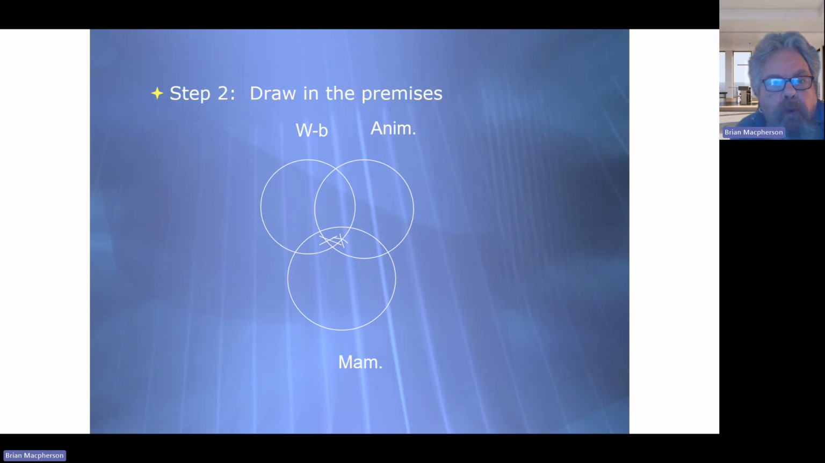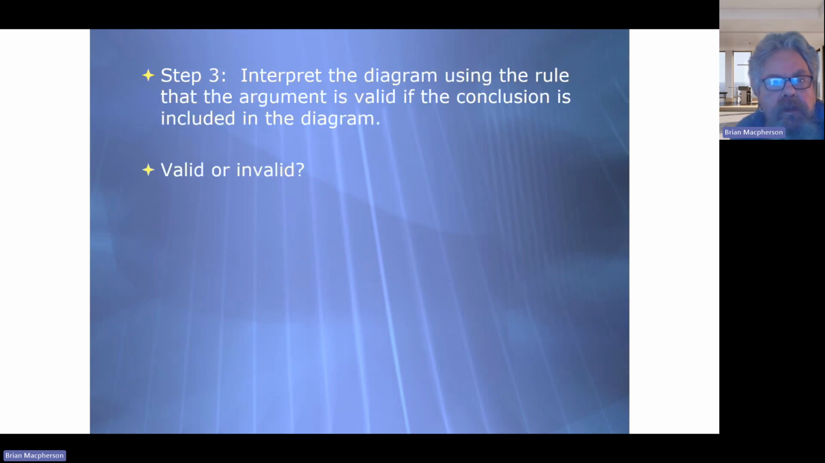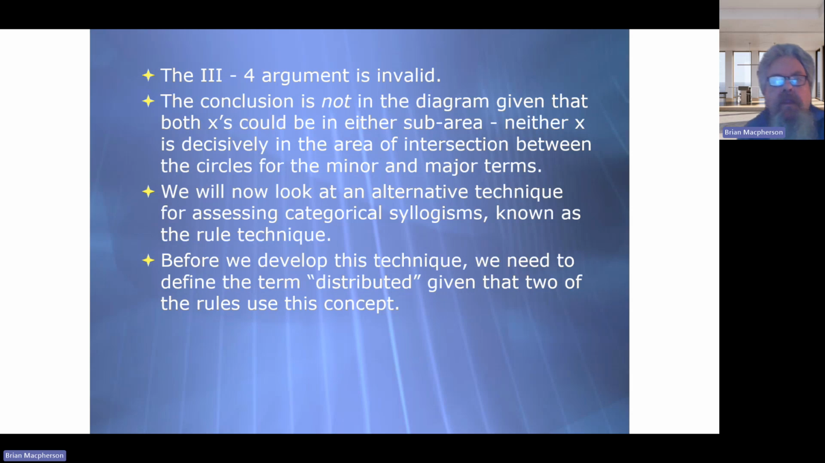One of the X's is on the borderline between, for example, mammal and animal, and the other one is on the borderline between mammal and warm-blooded, right? So therefore, there's no X decisively in the area of intersection between warm-blooded and animal. And so we say that this syllogism is invalid. We did not get the conclusion by diagramming in the premises, right? So as I say here on this slide, the conclusion is not in the diagram, given that both X's could be in either subarea. Neither X is decisively in the area of intersection between the circles for the minor and the major terms.